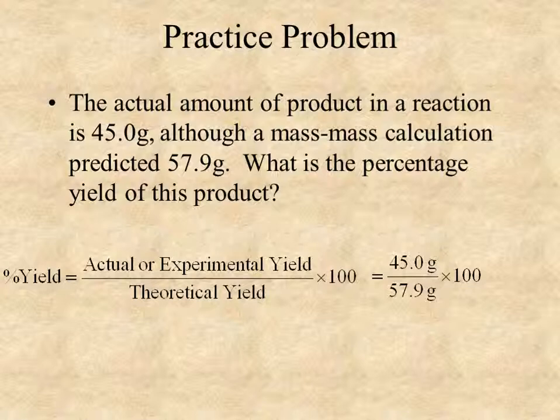When we divide the two and then multiply it by 100, we should come up with a percentage of 77.7% yield.